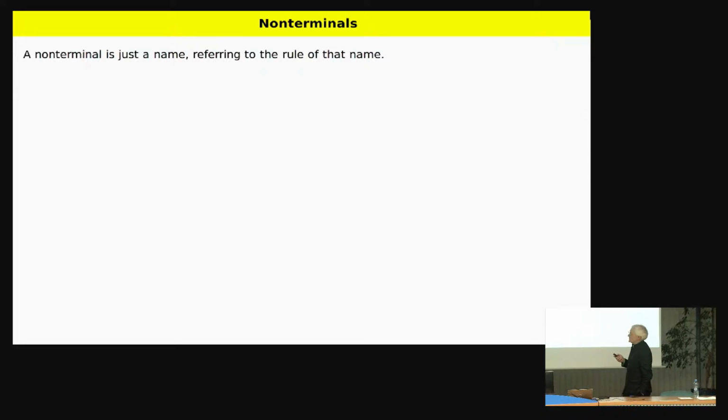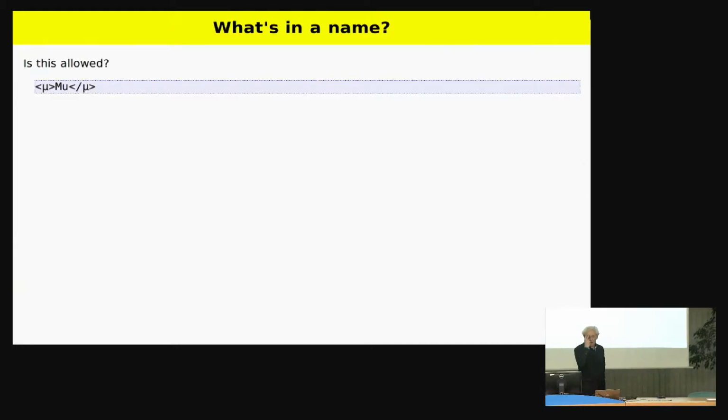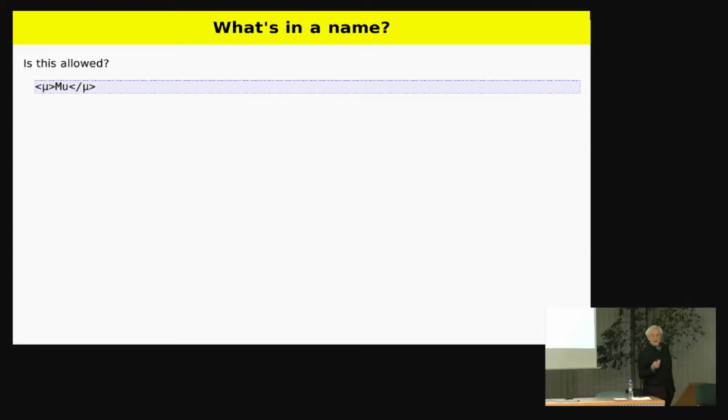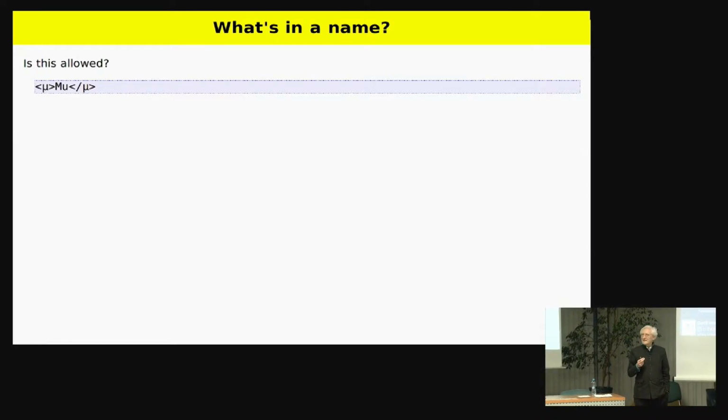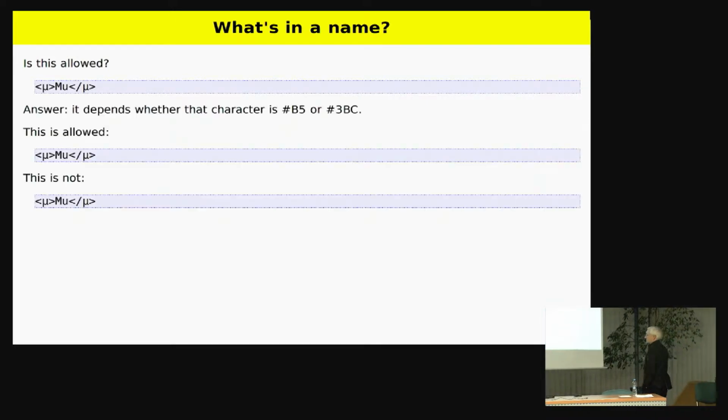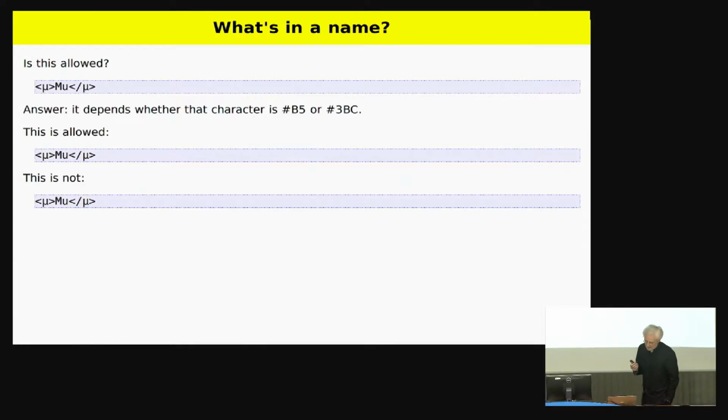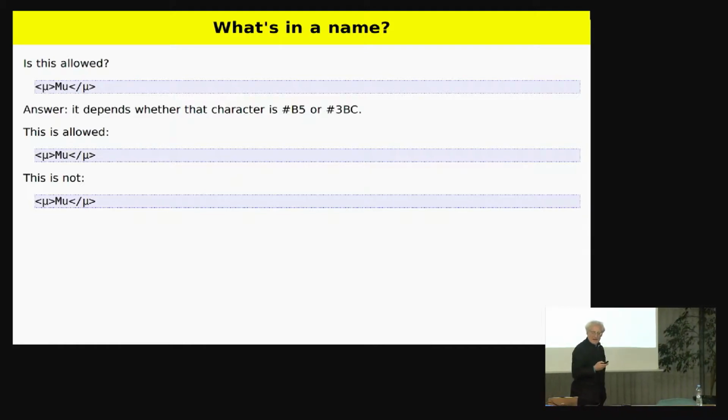Now, a non-terminal, so those were all the terminals. A non-terminal is just a name, referring to the rule of that name. Now, the problem is, what's in a name? Let me ask you this about XML. Is this a valid element in XML? Does anybody think this is valid? That's right. The answer is it depends which mu it is, because there are 2 mus in Unicode. If it's B5, it's not allowed as an element name, and if it's 3BC, it is allowed.